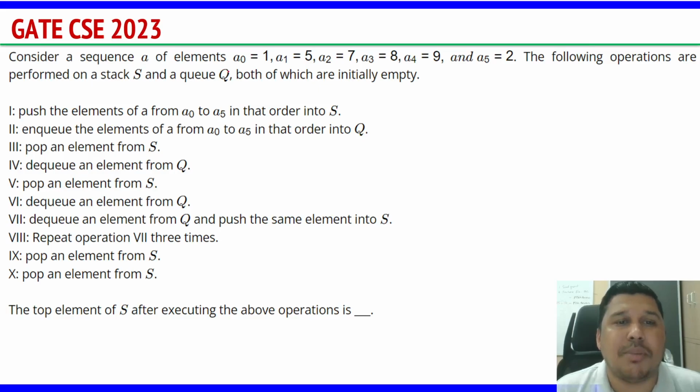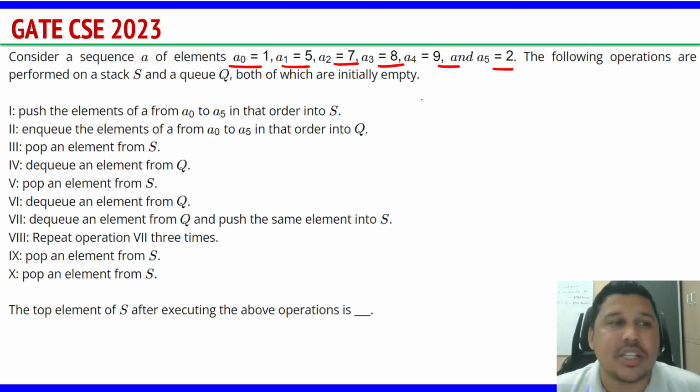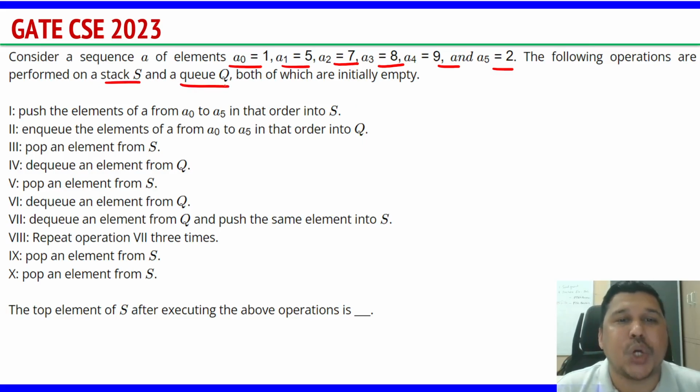Consider a sequence of elements A0 equal to 1, A1 equal to 5. Please see this question. Let's understand this problem. Consider a sequence A of elements A0 equal to 1, A1 equal to 5. We are given some sequence of elements. The following operations are performed on a stack and a queue, both of which are empty.